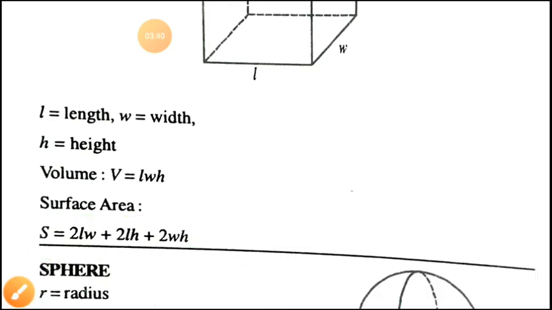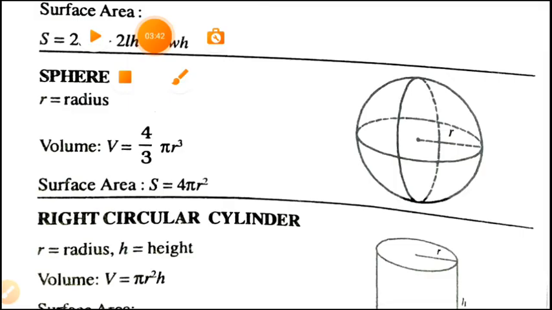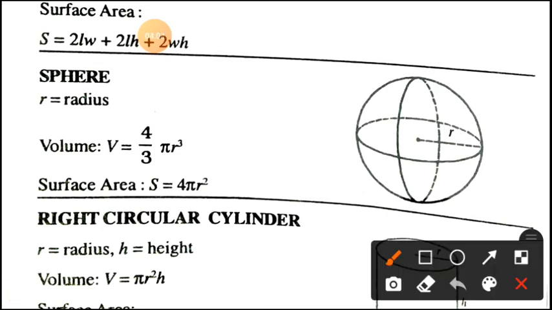Okay, let us see the next figure. Next one, sphere. A sphere is the three-dimensional figure related to a circle. A circle is a two-dimensional figure and a sphere is a three-dimensional figure. So it also has a radius. This is the radius R.